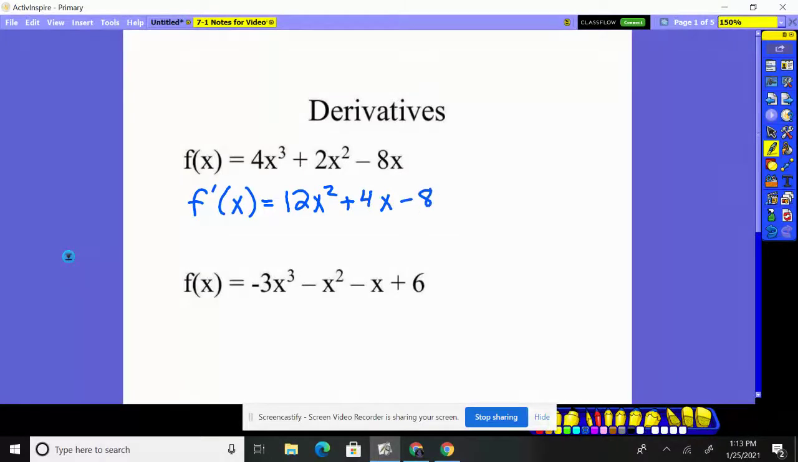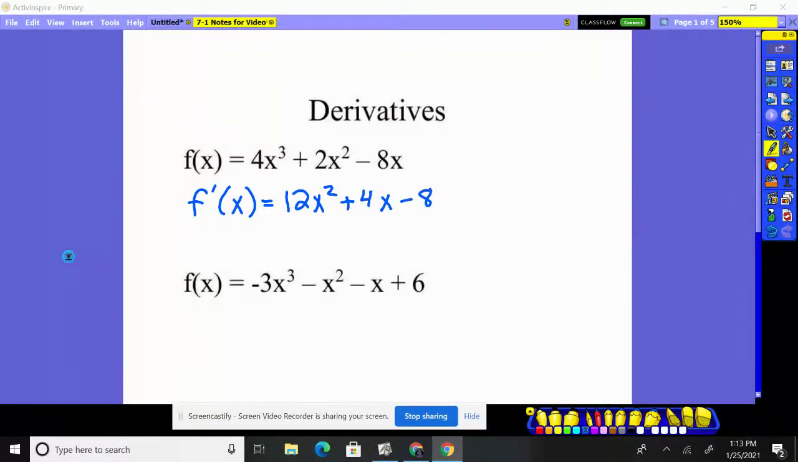Now, can you see what I did? Probably not. What I did was very simple. I took the exponent and I brought it down in front. And then 3 times 4 is 12. And then that exponent, I took 1 away from it, which made it a 2. Right here, I took the 2, brought it down front. 2 times 2 gives me this 4. And then x went down 1 power to x to the first.